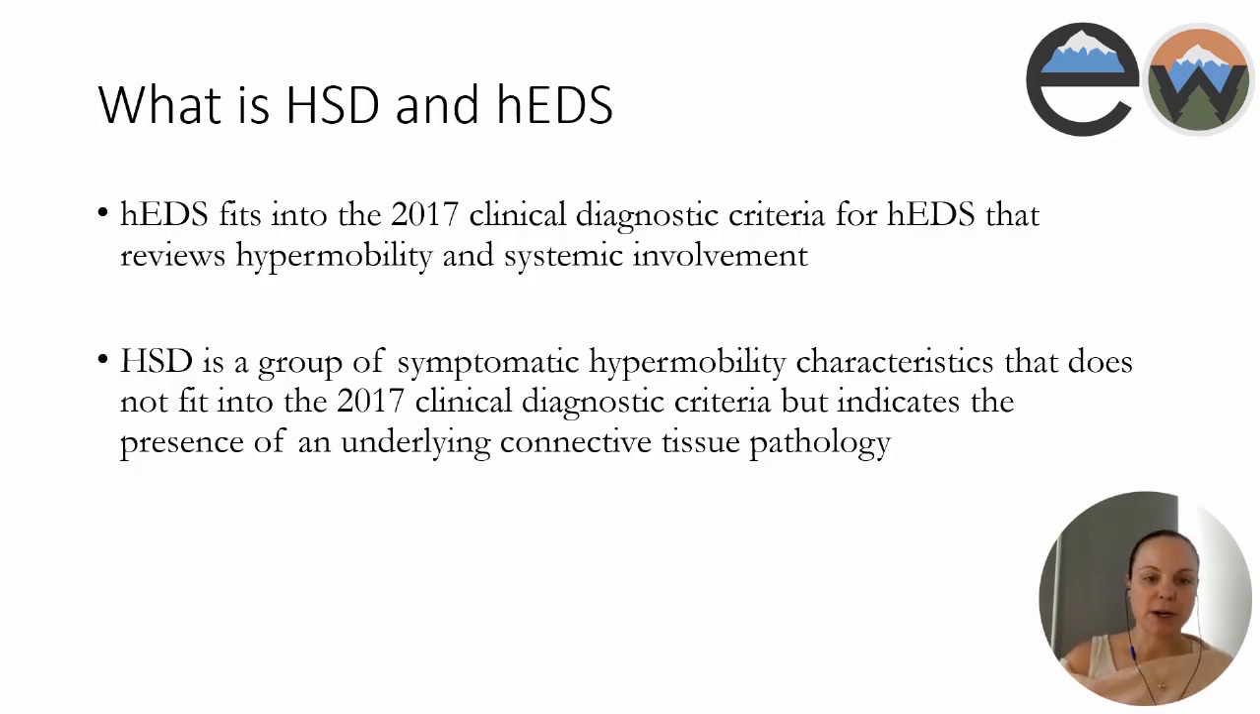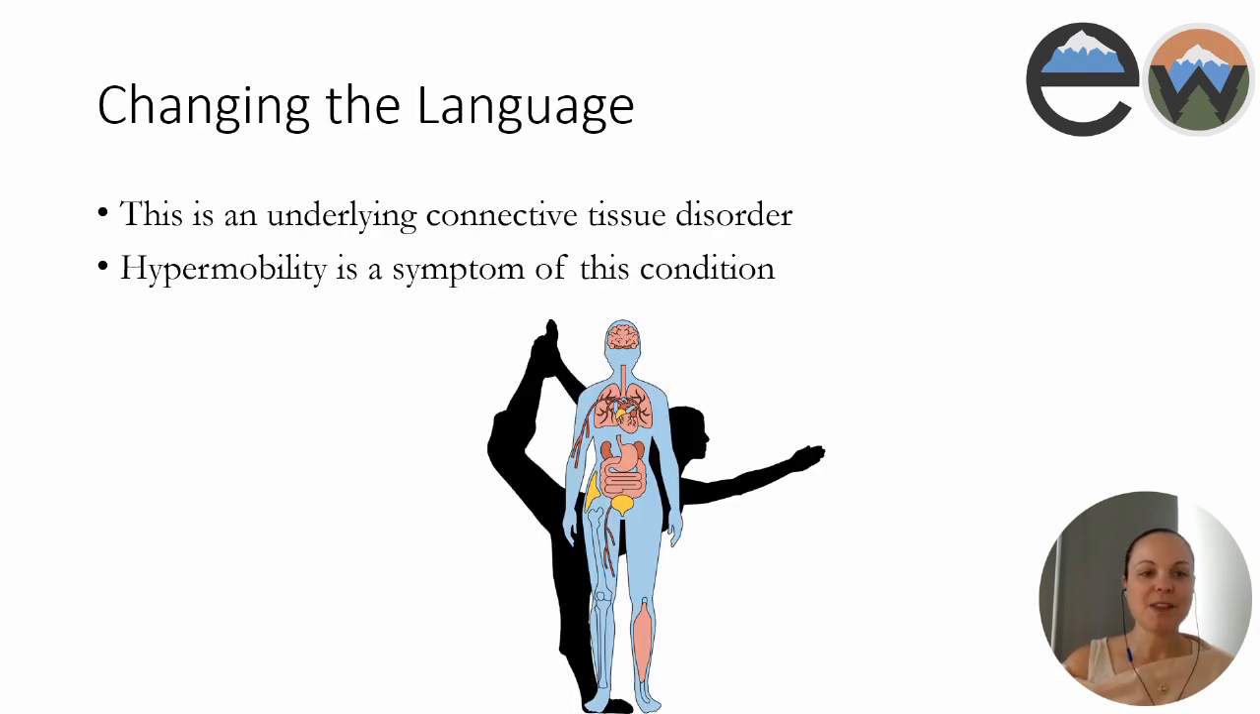Hypermobility spectrum disorder is also a group of symptomatic hypermobility characteristics, but it doesn't fit into the 2017 clinical diagnostic criteria. But it still indicates that there's an overall connective tissue pathology happening, not just hypermobility, but this spectrum disorder that we're seeing, this reaction that's happening in other connective tissue of the body. So the difference is the checklist, right?